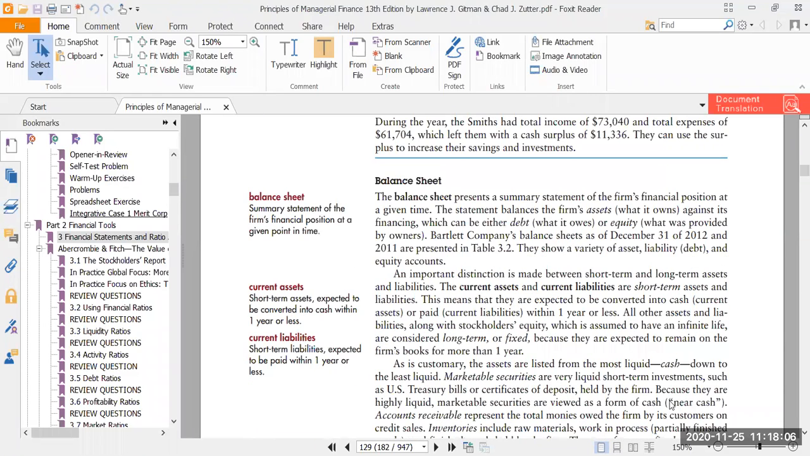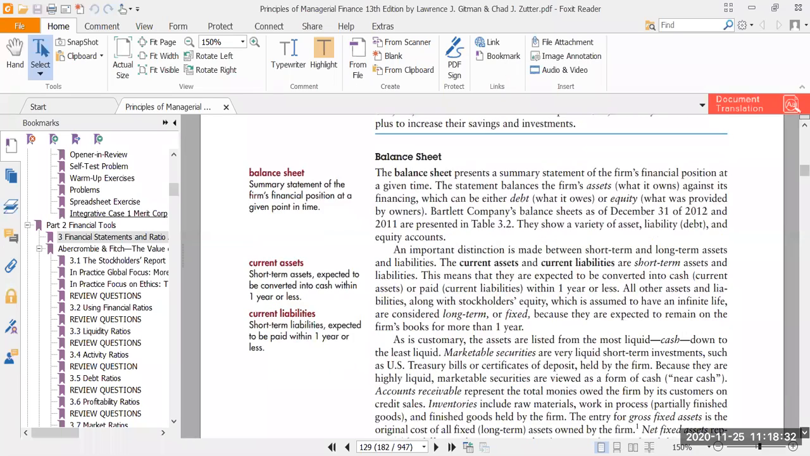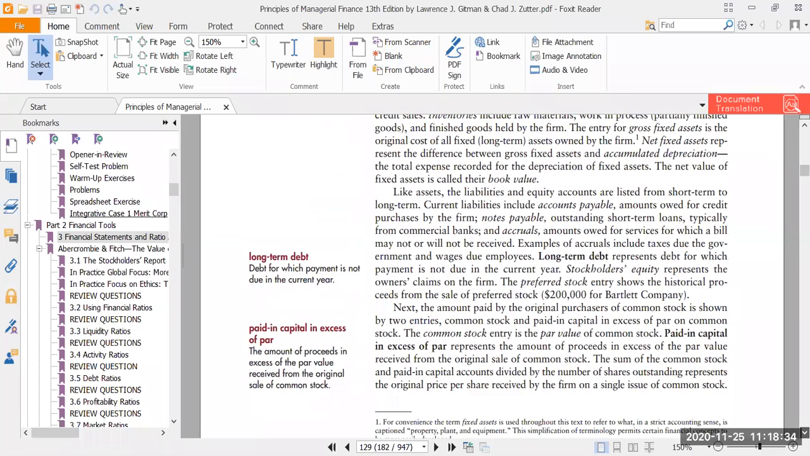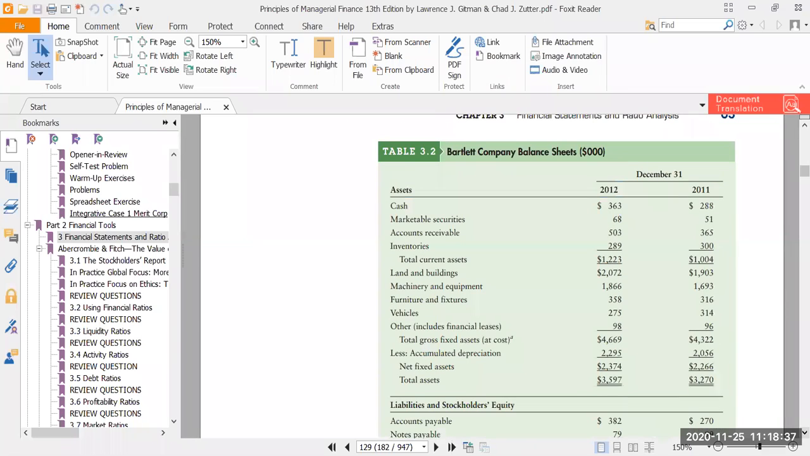Now we are moving towards the balance sheet. Balance sheet is again a summary statement of the firm's financial position at a given point in time. It will show the current assets, current liabilities, then there are fixed assets, fixed liabilities, then owner's equity. The capital of the firm is given in this balance sheet. So we will talk about the balance sheet with an example, so you can better understand the heads of the balance sheet.